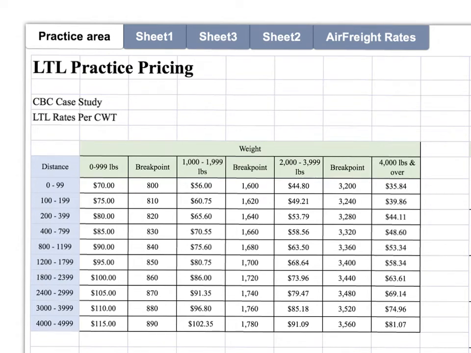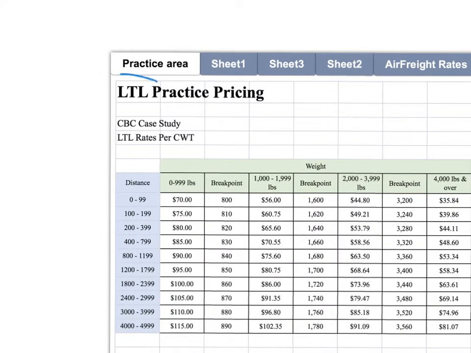Hi everyone. This video is to highlight LTL pricing, and specifically, if you're not familiar with it, to give you a little bit of help as it pertains to our case study for this year. So LTL pricing, we'll examine it a little bit deeper in our road week, but it's less than truckload. Truckload is fairly simple. But in this video, we're going to calculate some LTL.